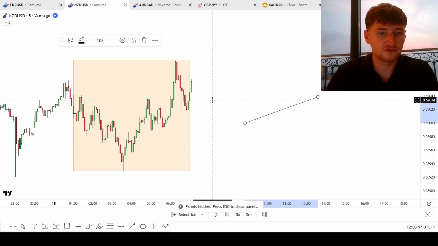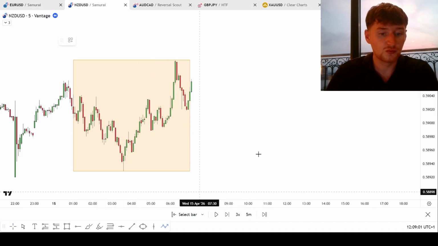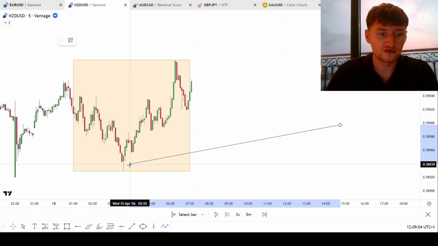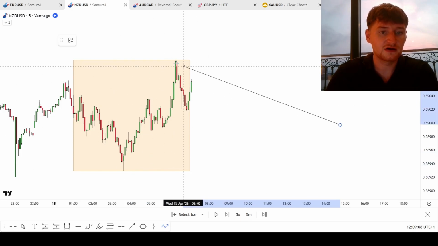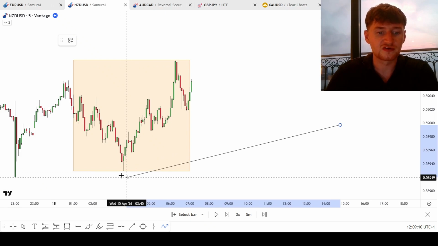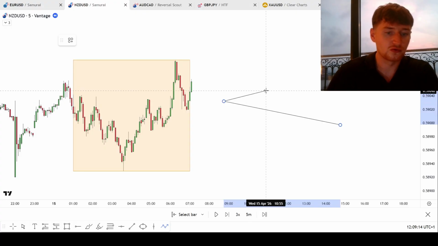Then, second of all, once the Asian session finishes and we have that high and low, we're waiting for either this high or this low to get swept. And the reason that is because the high of the session and the low of the session is where a lot of liquidity is resting due to there being stop orders.